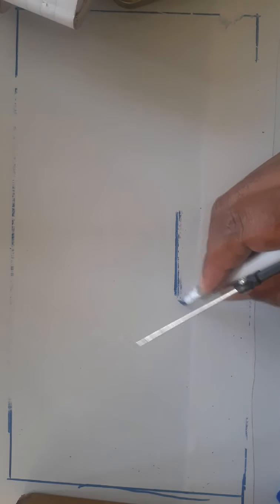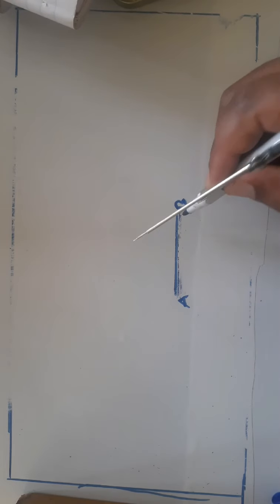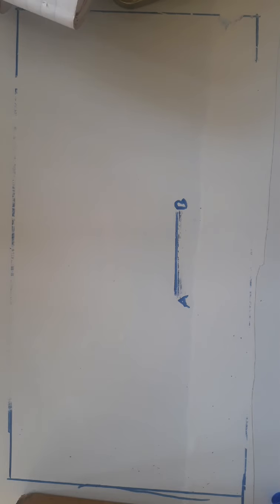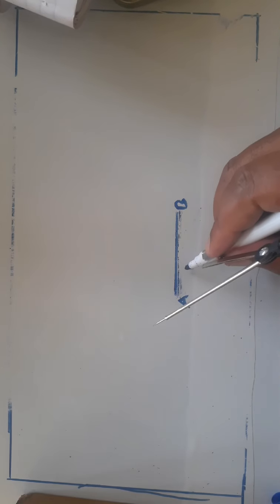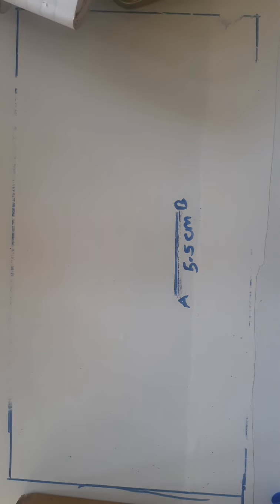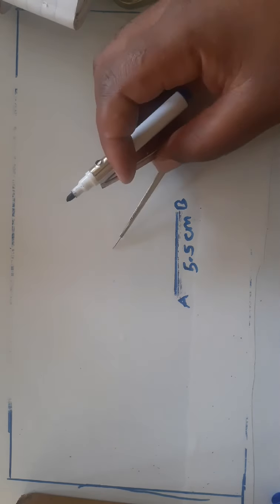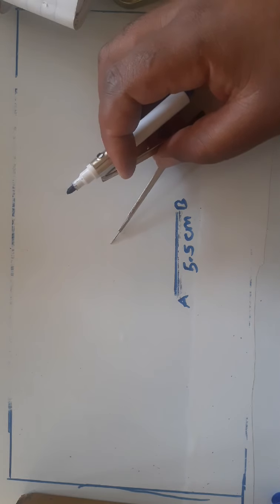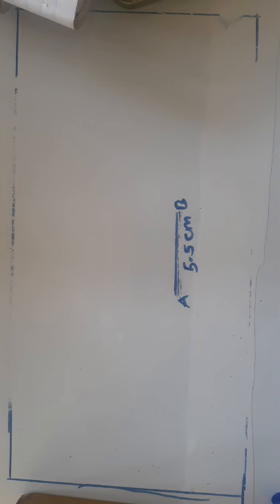So you have to do it nicely in your book or on plain paper. This is the 5.5. So you measure nicely 5.5 centimeters, right? Then the next one is BC. There's a point C here. All right. So BC is 4.7.